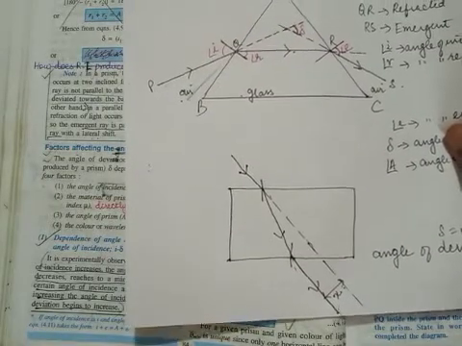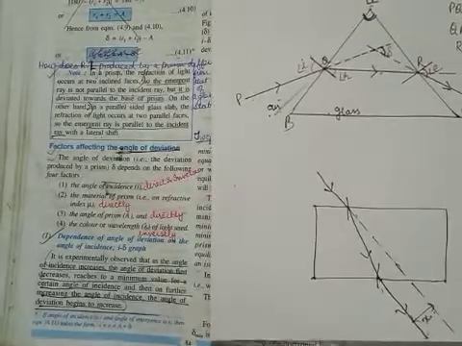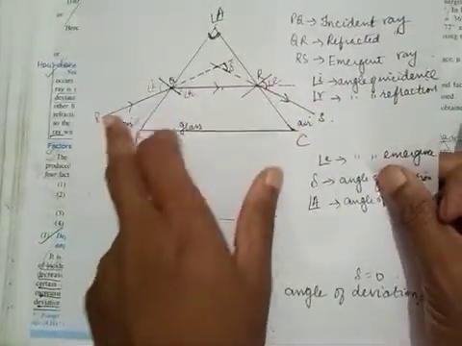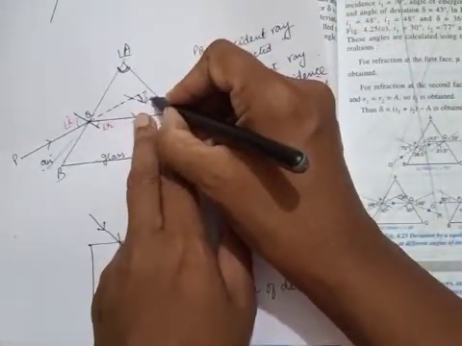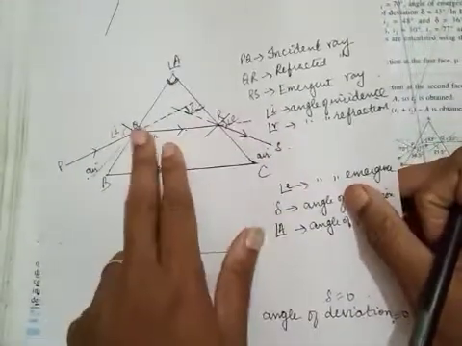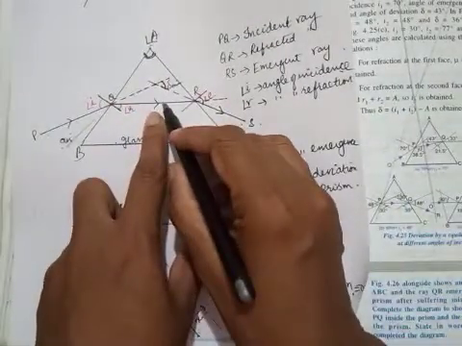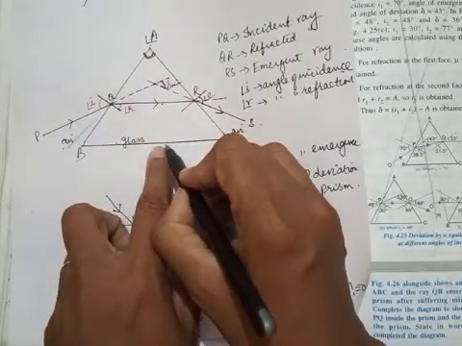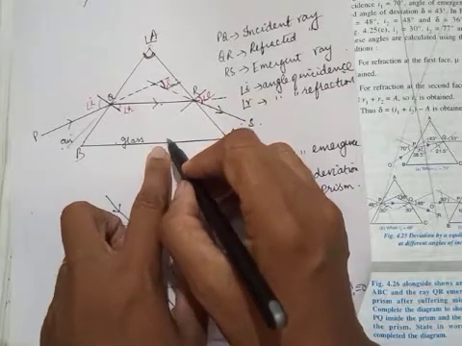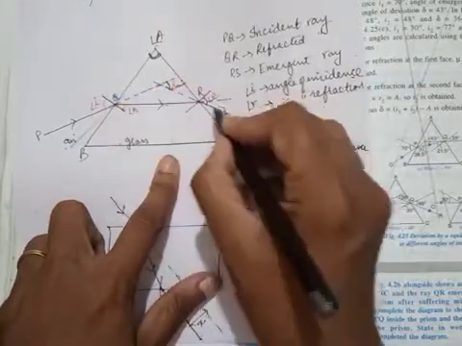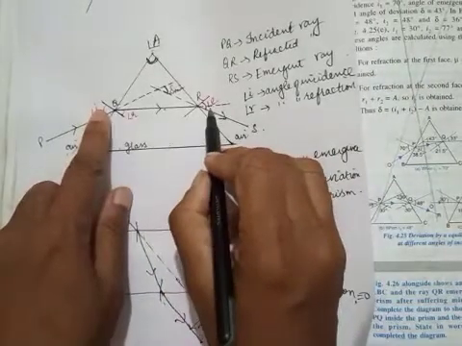Now in that position, two things you have to remember. Whenever the deviation is minimum, or delta minimum I say, then there are two conclusions I can get. One is the refracted ray will be parallel to the base. And the second one, the angle of incidence will be equal to the angle of emergence. These two angles will be equal.